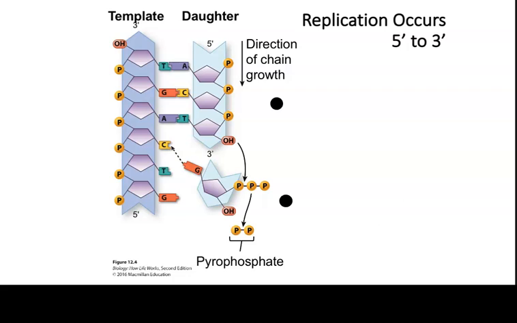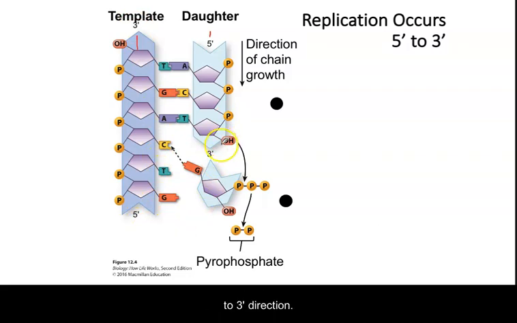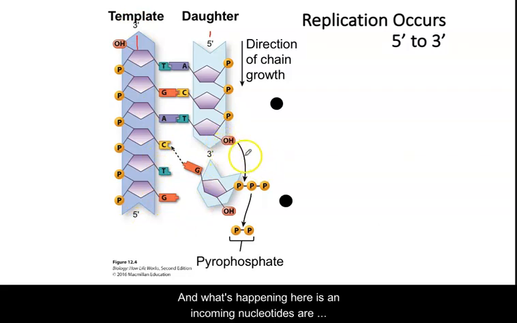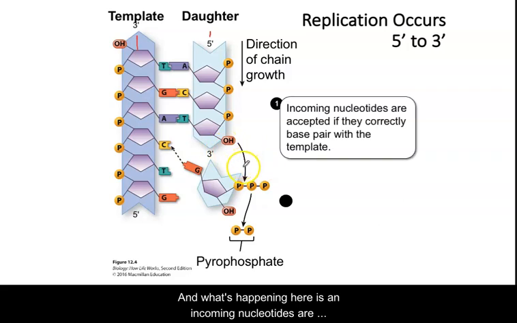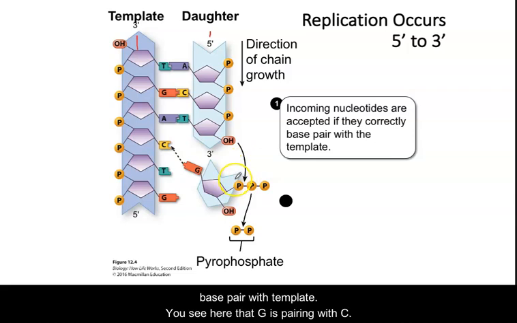So here we're looking at the template strand and the daughter strand. And you'll notice that the daughter strand is in the 5' to 3' direction, whereas the template strand's in the 3' to 5' direction. So DNA grows in the 5' to 3' direction. And what's happening here is that incoming nucleotides are accepted if they correctly base pair with the template. So you see here that G is pairing with C.